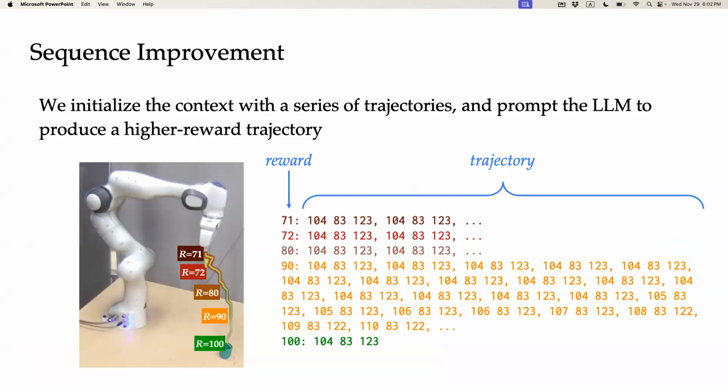In this case, I'm looking at a robot trying to reach a cup, and I'm sorting what goes in the context with the reward. So I'll put the reward and the trajectory, and I sort that out. And the robot is actually able to continue the pattern and output high reward trajectories, which is also kind of cool.